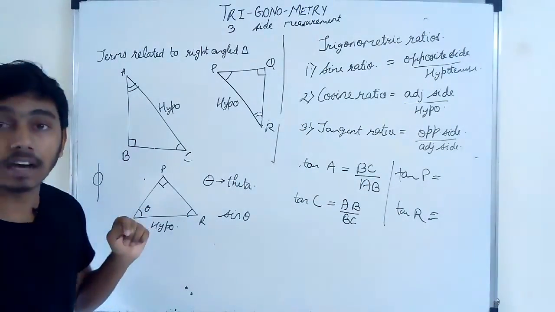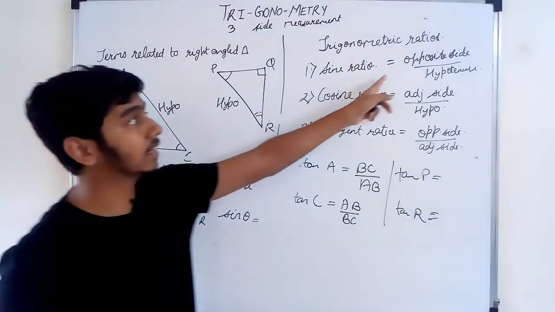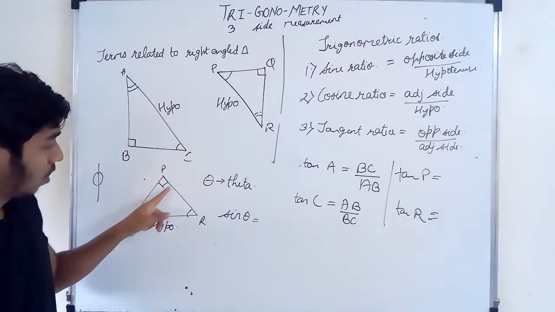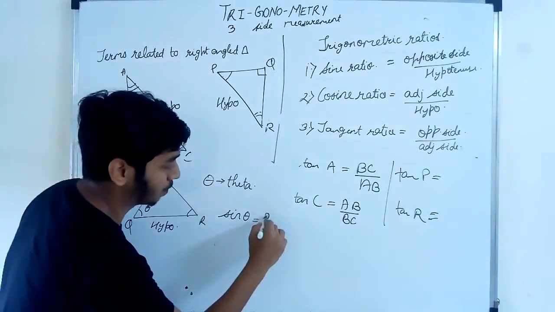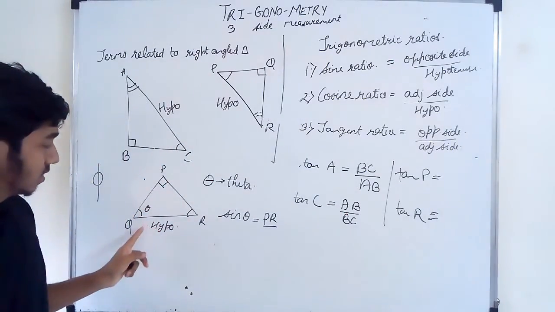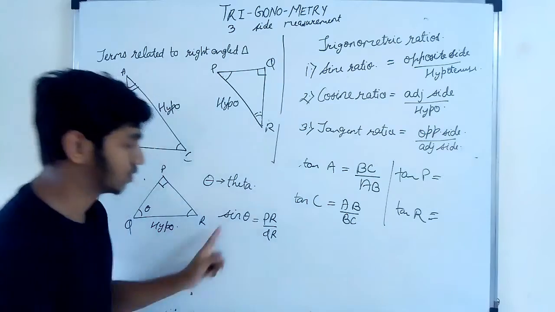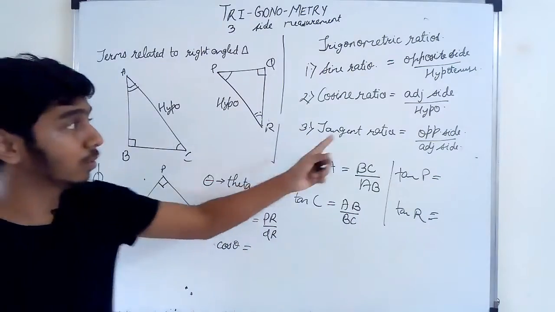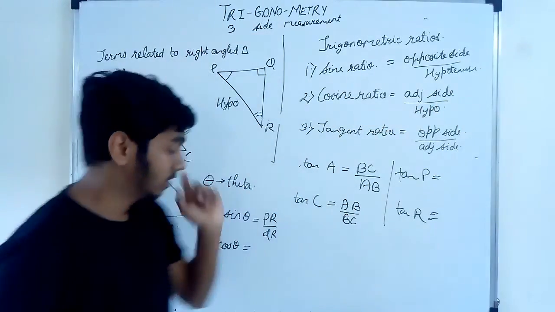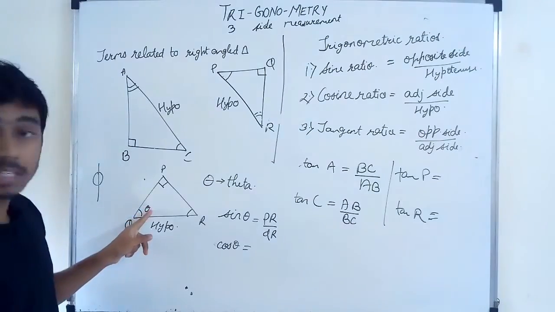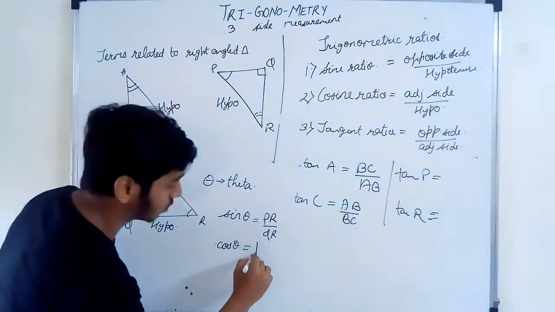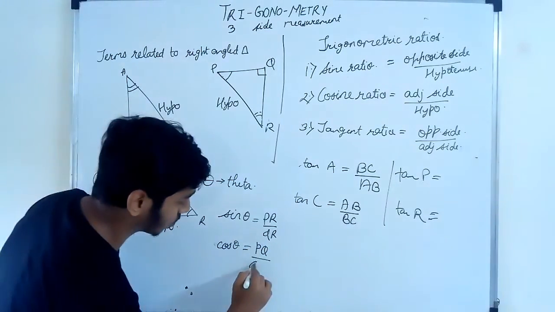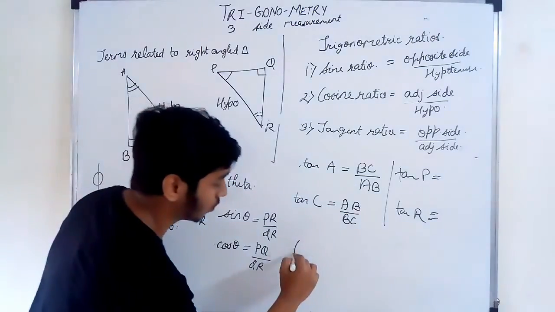Now if you want to find sine theta, how will you find it? You know that sine theta is opposite side upon hypotenuse. What is opposite to Q? Opposite to Q is PR. So PR upon the hypotenuse QR. So this is sine theta. Then what is cos theta? It's adjacent side upon hypotenuse. The adjacent side of theta is PQ, correct? So PQ upon hypotenuse QR.